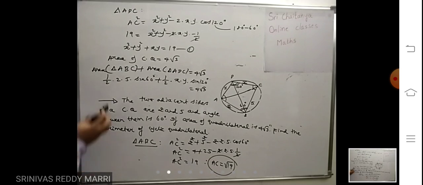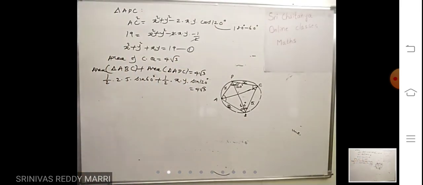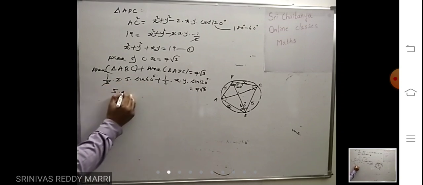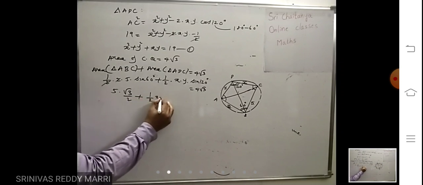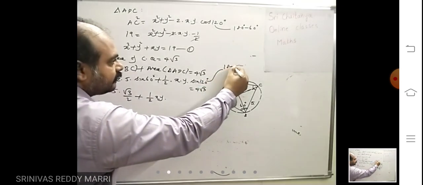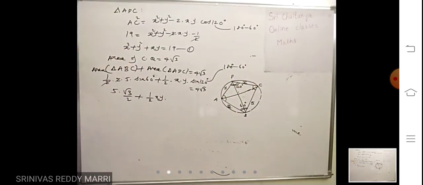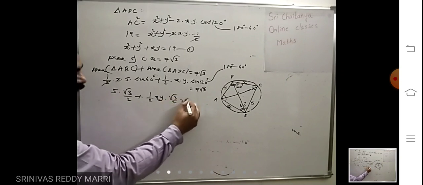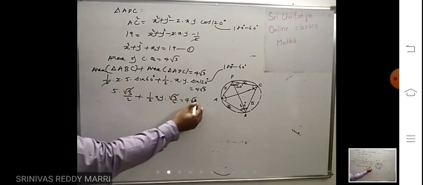From here you will get another equation such that you can solve both to get x and y. Now look at here. So 1 by 2 cancels. 5 into sine 60 is root 3 by 2. So this is half xy into sine 120. 120 is 180 degree minus 60 degree, so sine of 180 minus 60 is sine 60. That means root 3 by 2. This is nothing but 4 root 3. I am cancelling root 3 on both sides.